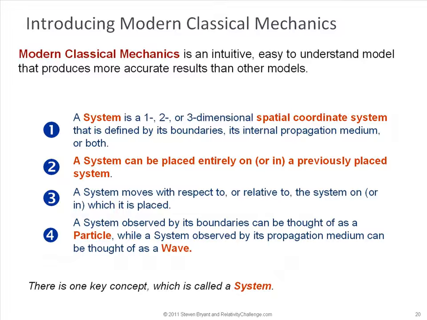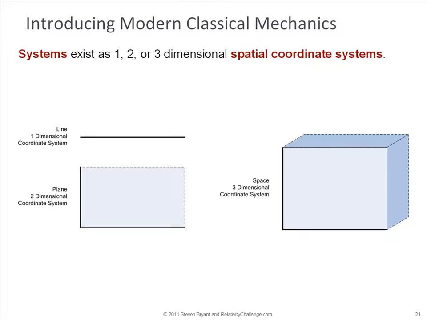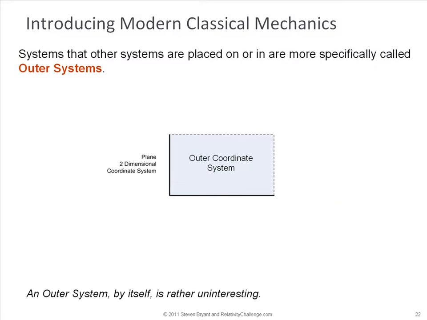Now, there are a couple of rules that we have in modern classical mechanics. One is a system is 1, 2, or 3 dimensions. So far, we haven't found a need for more. Systems can be placed entirely on or in other systems. Systems move with respect to the system on or in which they were placed, and depending on how you view the system, you can think of it in terms of being a particle or a wave. But the key concept is one of a system. And as we already mentioned, a system can be one-dimensional, which is a line, two-dimensional, which is a plane, or three-dimensional, which is a space.